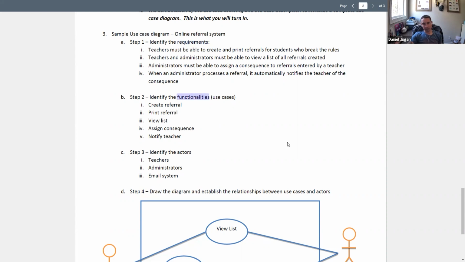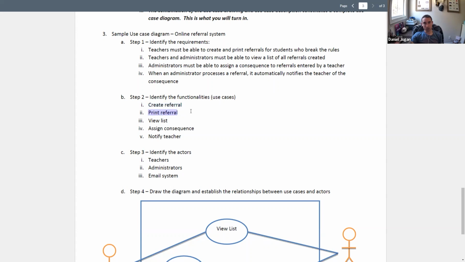Now we're going to identify the functionalities. These are the actual use cases. So create referral. And again, notice all of these are written in verb tense. Okay, so these are all verbs. These are all actions. Use cases are functions. They are functionalities that the system can do. Okay, so the system needs to be able to create referrals.